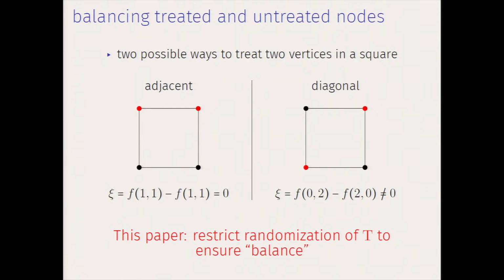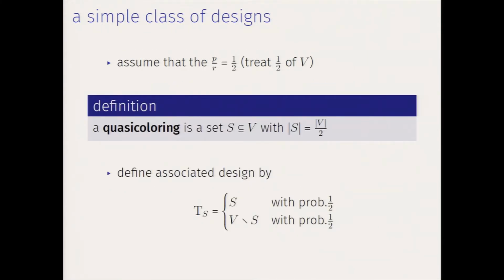I want to be a little more precise about what I mean by this notion of balance. I'm going to spend a few minutes giving a classification of a simple class of designs for which interference effects vanish. Let's assume for right now that the target treatment fraction is half, so the ratio P over R is half. One kind of simple design is you split the nodes into two groups of equal size, and you just treat one of the groups.